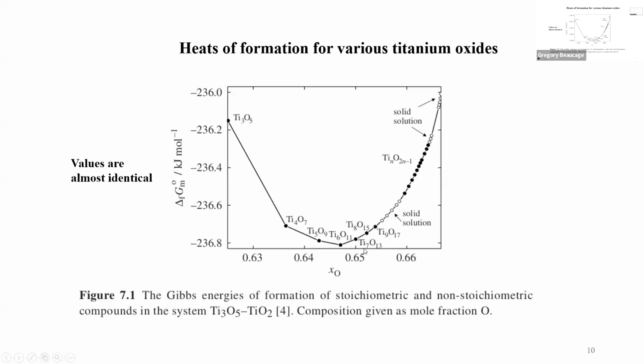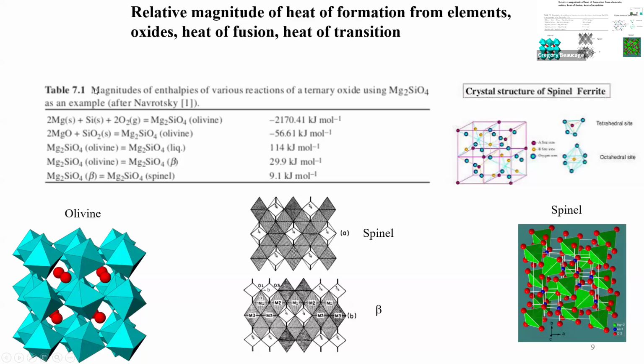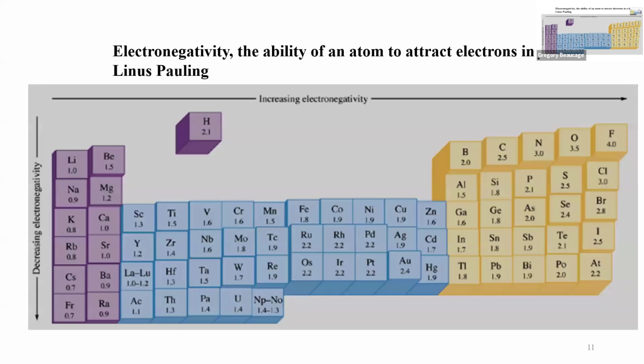So this is just showing that the heat of formation changes if you change the stoichiometry, which makes sense. It's also an additive thing: how much oxygen you put in to make it, and the heat of formation. Basically, it's similar to adding up the enthalpies to get the enthalpy of formation.